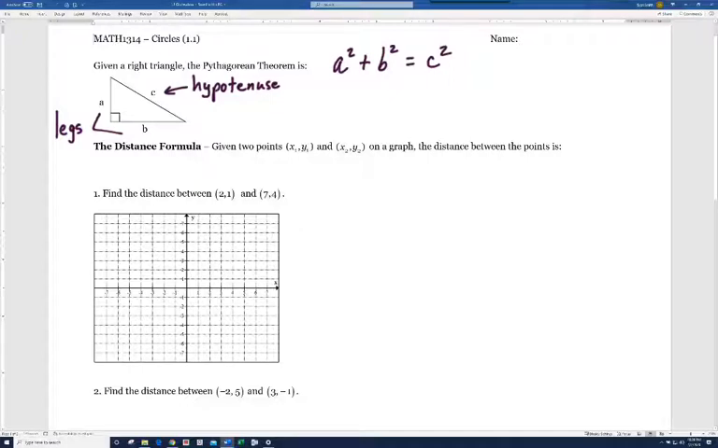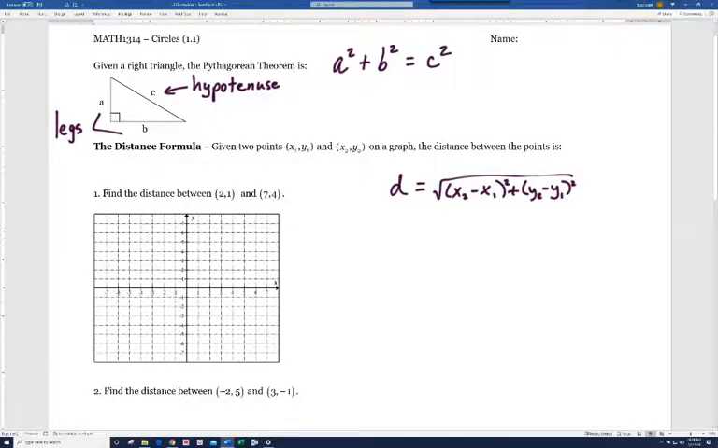Let's look at the distance formula. It says given 2 points, x sub 1, comma y sub 1, and x sub 2, y sub 2 on a graph, the distance between the points is, well, the formula is d equals the square root of the quantity x sub 2 minus x sub 1 squared. Now, don't get too impressed with that. All you're doing is subtracting the x values of the points. And then you have plus the quantity y sub 2 minus y sub 1 squared, and that's just subtracting the y values and squaring that.